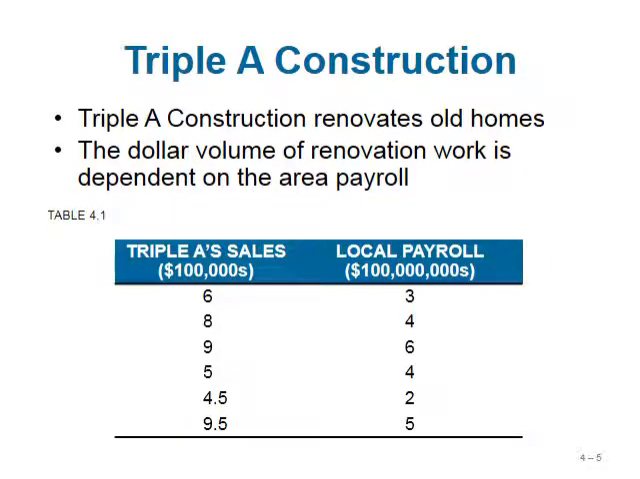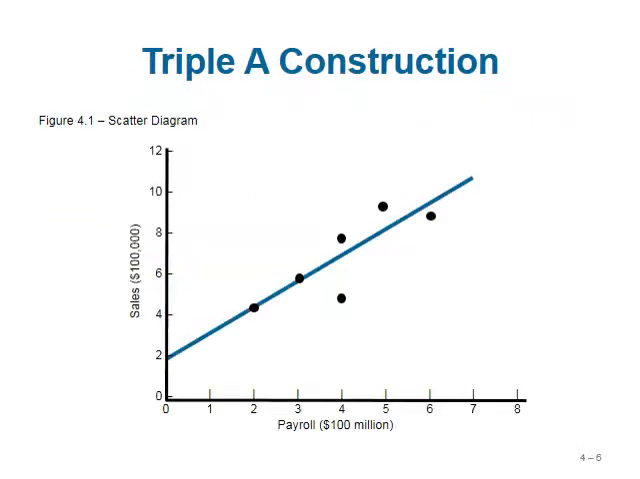Let's look at a quick example to see how regression works. Here, we want to predict our sales based on the payroll in a particular area. We plot our data points in a scatter plot, and then we try to find the line that best fits the points. We can see here that the line does not go through all the points, so it is not a perfect correlation between payroll and sales.